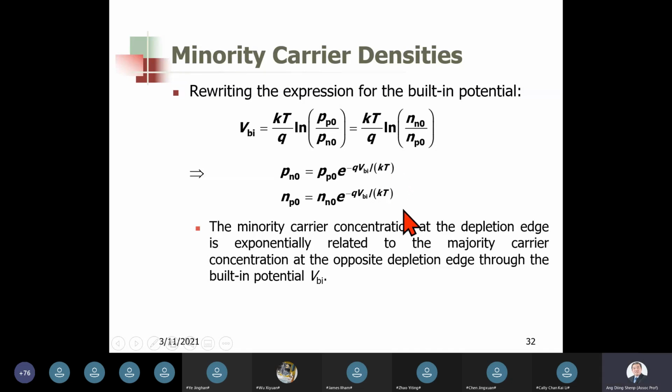Now, these two equations are known as the law of the junction. You might want to write down this name, law of the junction. Okay, not law of the jungle, but law of the junction. This makes a lot of sense. The involvement of VBI here makes a lot of sense in particular.